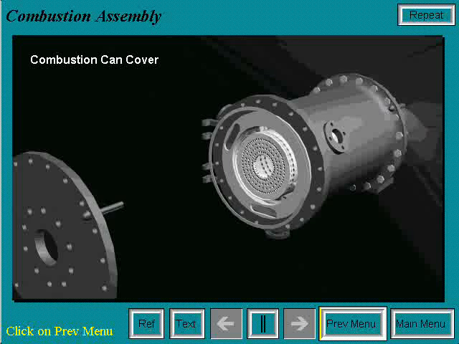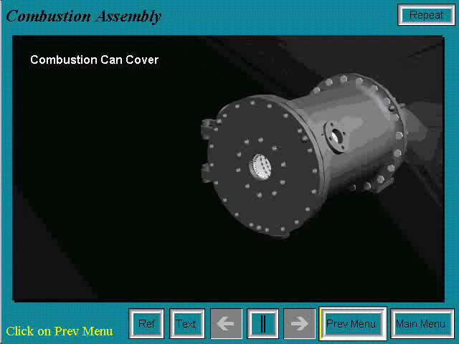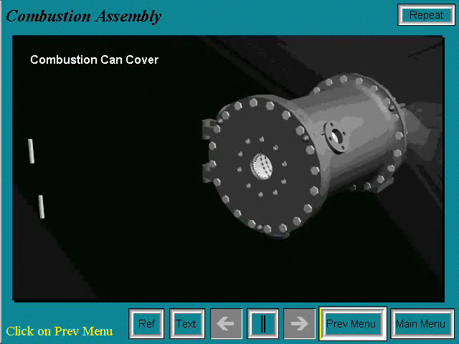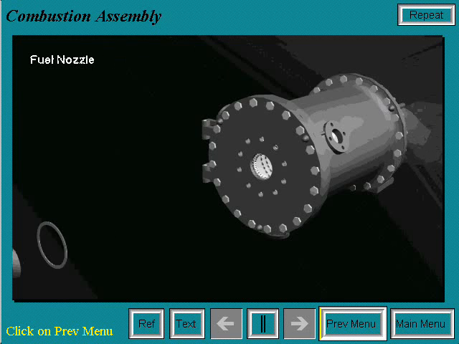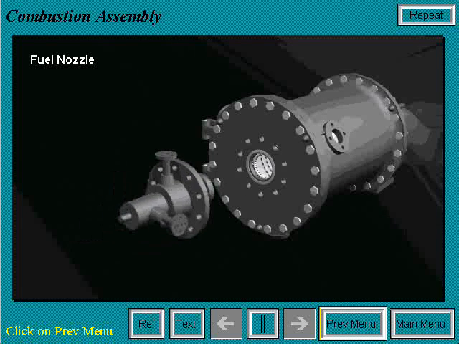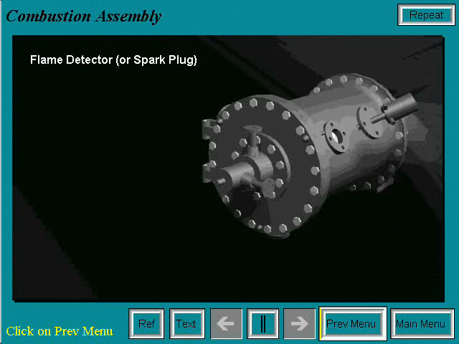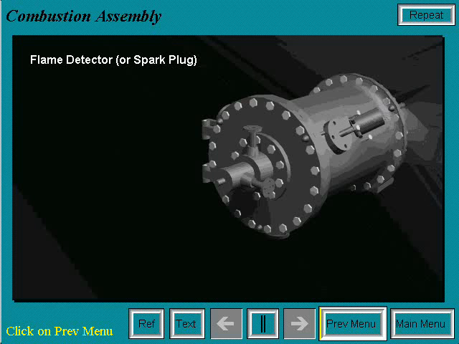Next, the combustion can cover is bolted onto the combustion casing. And then the fuel nozzle is installed onto the combustion can cover. Spark plugs and flame detectors are also installed on certain combustion cans depending on the vintage of the unit.